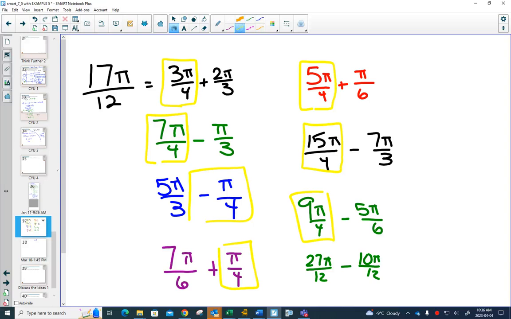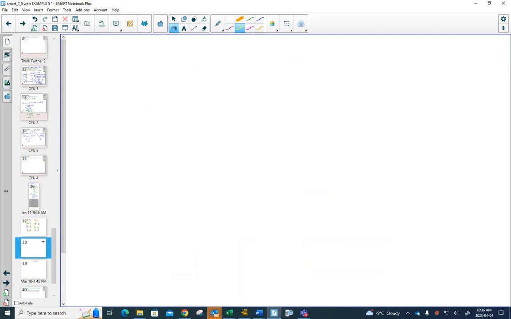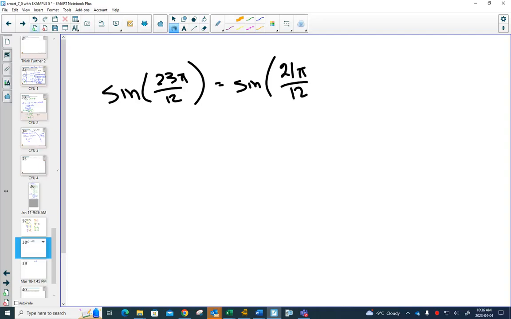You can pick any pi over 4 that you like. Okay? So let's say I gave you a new question and I said, oh, this time it's not 17 pi over 12. We're going to figure out what's the exact value of sine of 23 pi over 12. Start with any pi over 4 that you like. You can either choose pi over 4, 3 pi over 4, 5 pi over 4, or 7 pi over 4. Sometimes people like to choose one that they think gets them close to 23, but it really does not matter one bit whatsoever. So I'm like, oh, I want to choose 7 pi over 4 because 7 pi over 4 is 21 pi over 12.